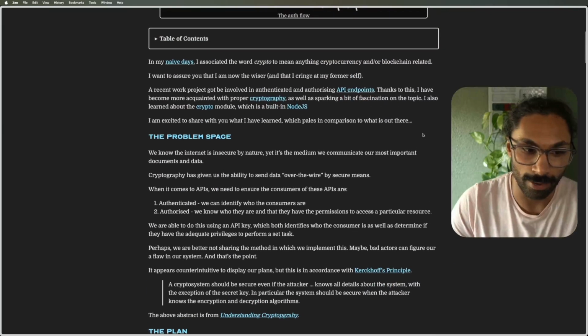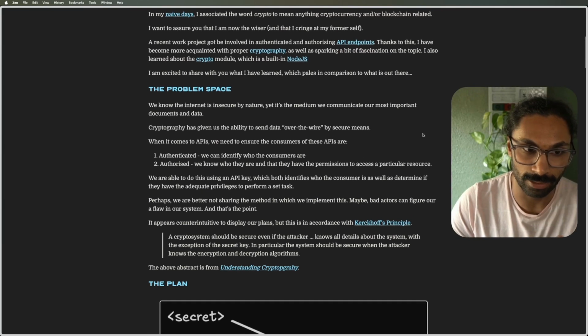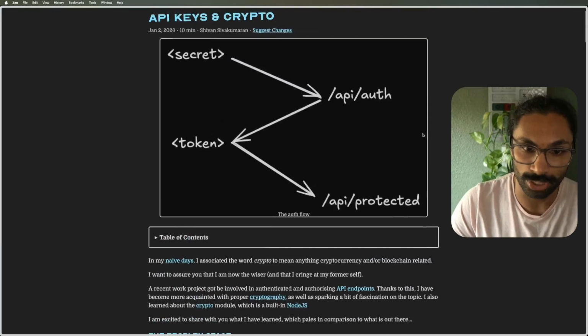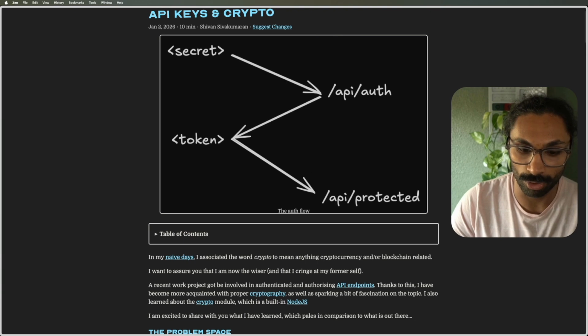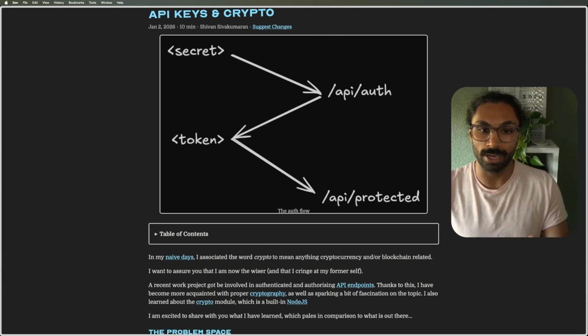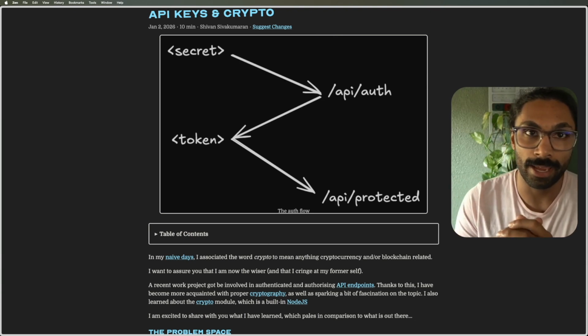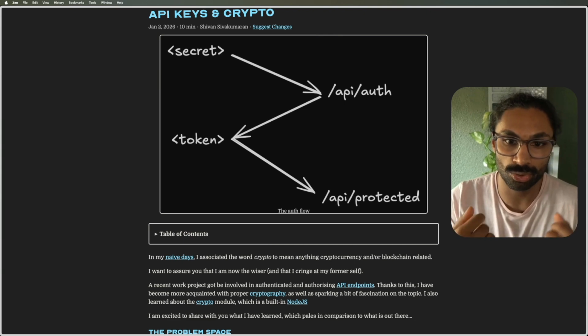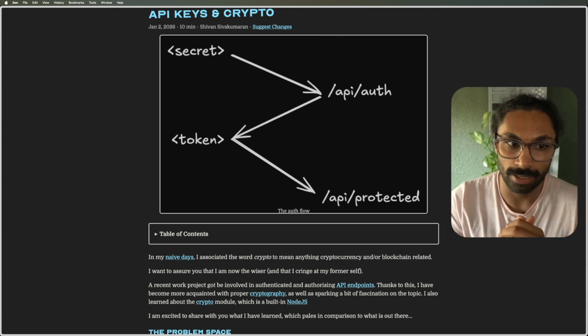Basically, like I've just stated, the problem space that we're trying to solve is authenticating API endpoints. You want to make sure the person using the API is who they say they are, and also that they have access to that particular endpoint.